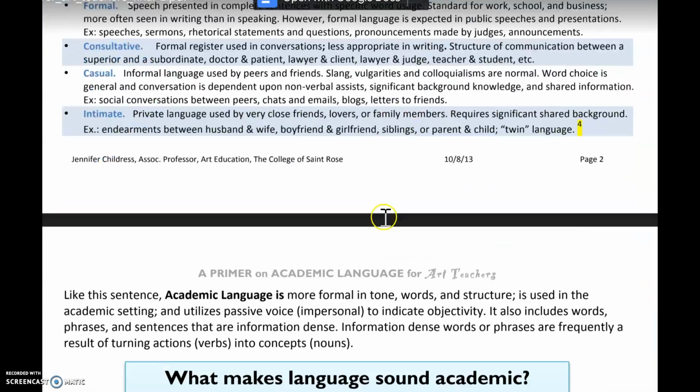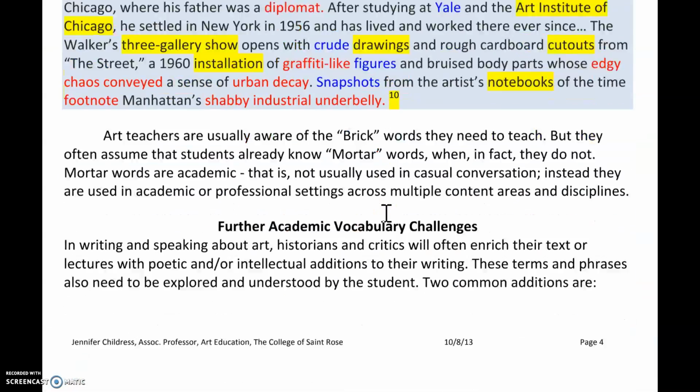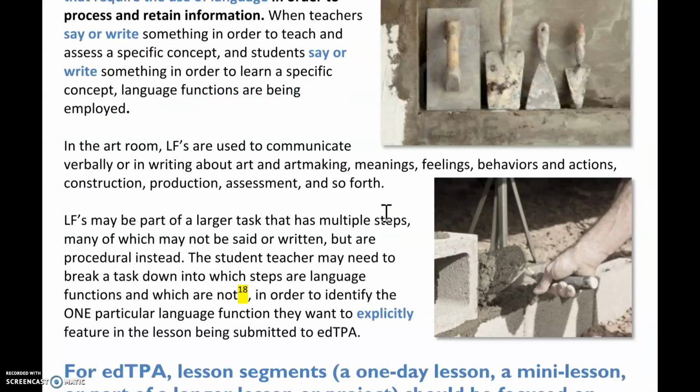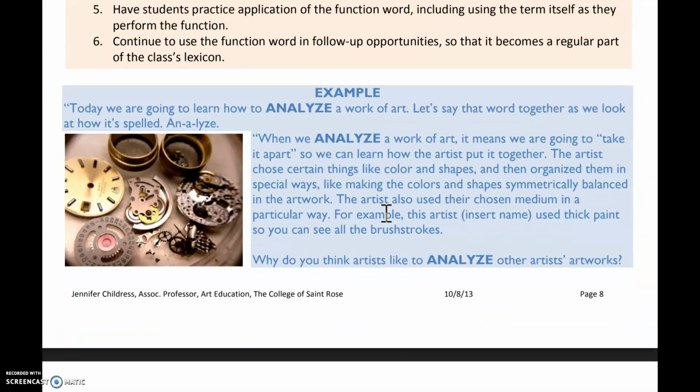And I'm going to scroll down a little bit here because it gives an example specifically to art, but I find that it's helpful. So right here, today we're going to analyze a piece of art. Let's say the word together. Now maybe that's a little young if we're doing high school, but this second part, when we analyze a work of art, and we can just substitute work of art for primary document. So when we analyze a primary document, it means we're going to take it apart. We're going to learn how the author or speaker put it together.